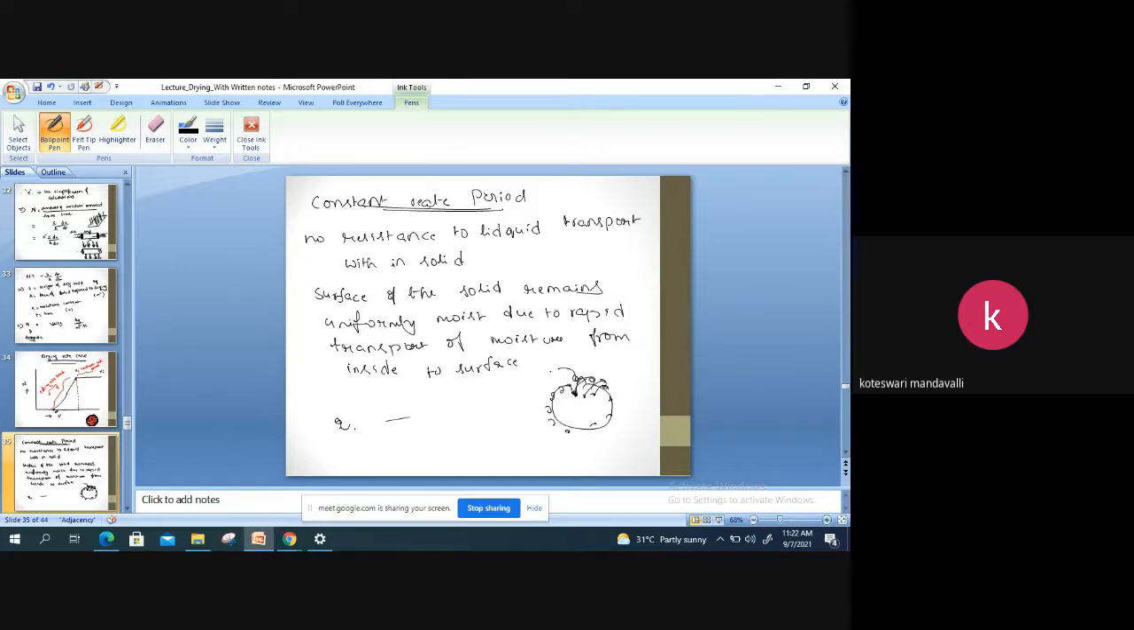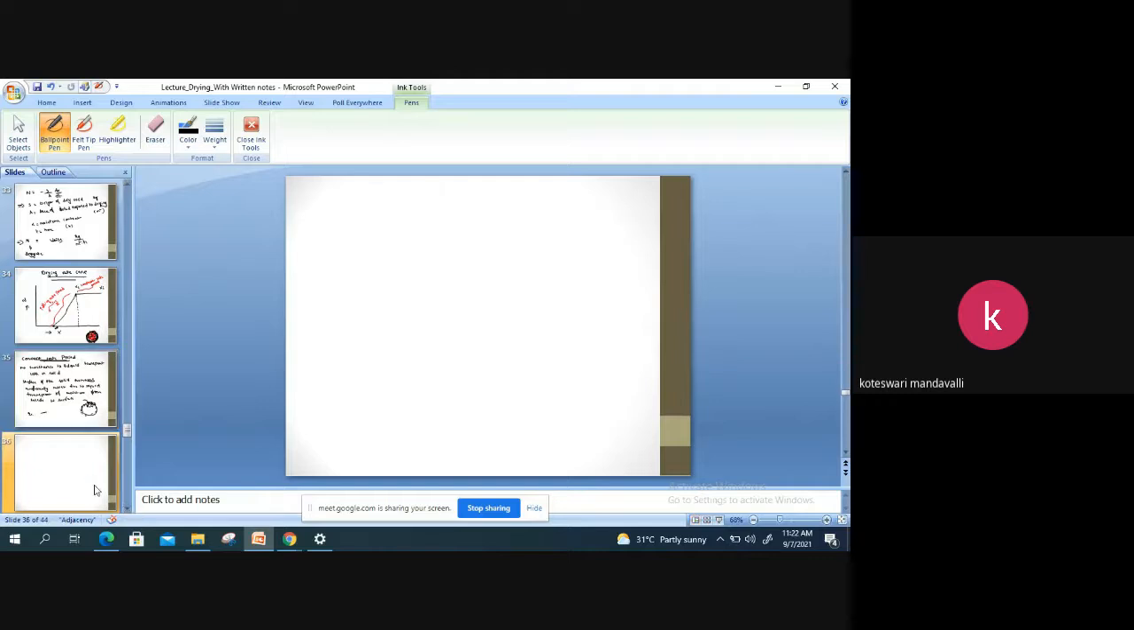Constant rate. But when you consider this falling rate, okay, so when you consider this falling rate, first falling rate to second falling rate. So if you consider the falling rate, I can say that falling rate has first falling rate and second falling rate.